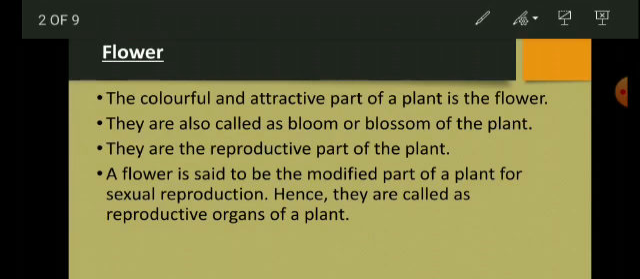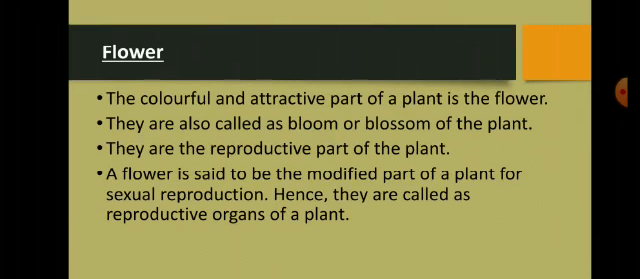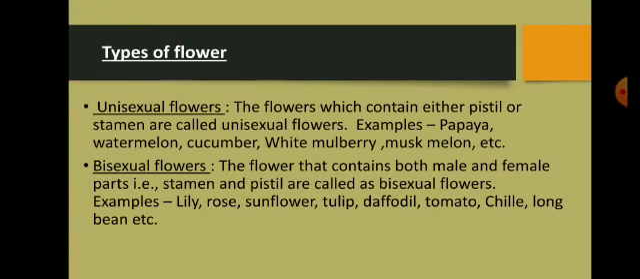Different plants have different colored flowers, and each and every flower is colorful, beautiful, and attractive. So let's just start discussing about the various parts of the flower and their usefulness. So, first of all, before starting with the different parts of the flower, we should know about the different types of the flower. So, there are two types of the flower: unisexual flowers and the bisexual flowers.